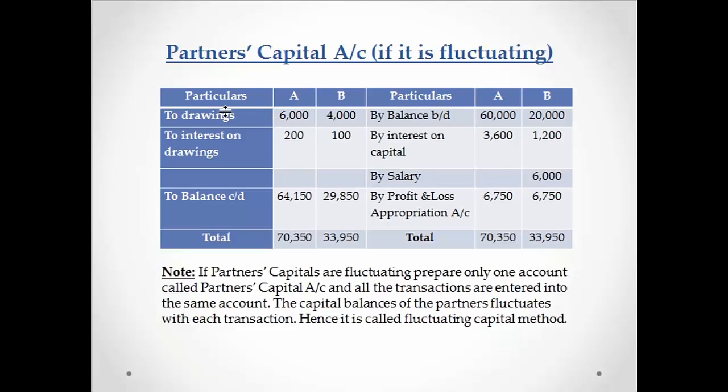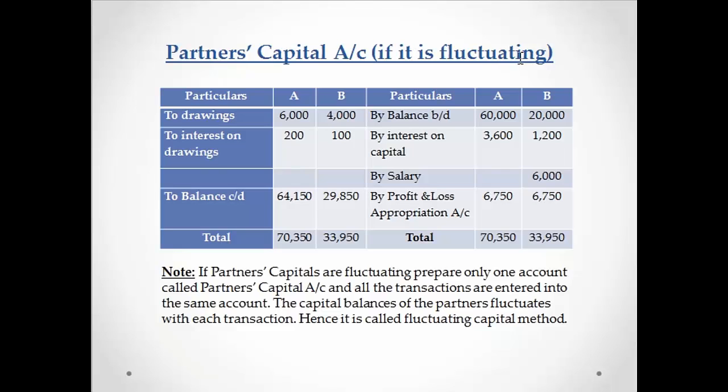Okay, next item to be taken to the debit side in a partner's capital account if it is fluctuating is to interest on drawings. The amount of interest on drawings is also taken directly from the question: for A it is rupees 200 and for B it is 100. What is the speciality of these 2 items? These 2 items will reduce the capital balances of the partners. Any transaction that reduces the capital balances of a partner should be taken to the debit side in a partner's capital account if the capitals are fluctuating.